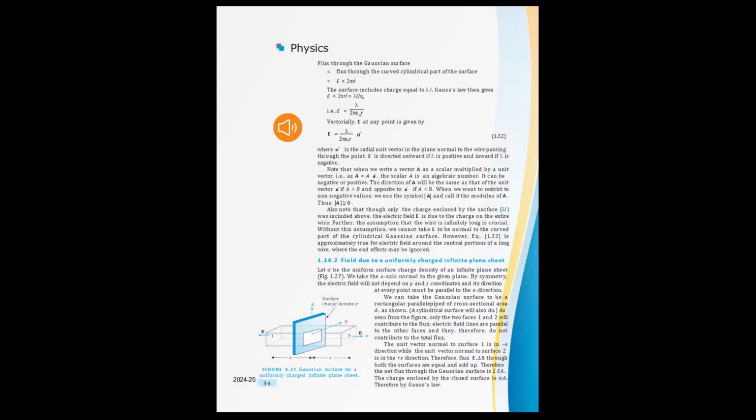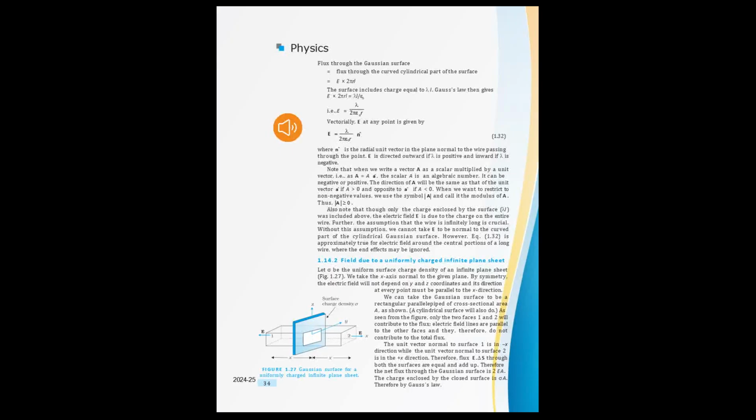The next application of Gauss law is the field due to a uniformly charged infinite plane sheet. Let sigma be the uniform surface charge density of an infinite plane sheet. We take the x-axis normal to the given plane. By symmetry, the electric field will not depend on y and z coordinates, and its direction at every point must be parallel to the x direction. We can take the Gaussian surface to be a rectangular parallelepiped of cross-sectional area A as shown.